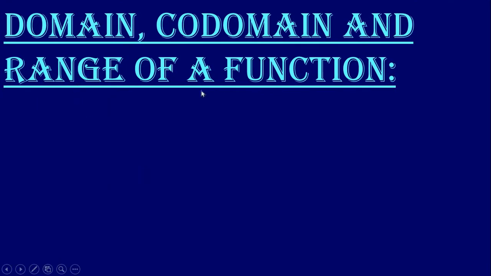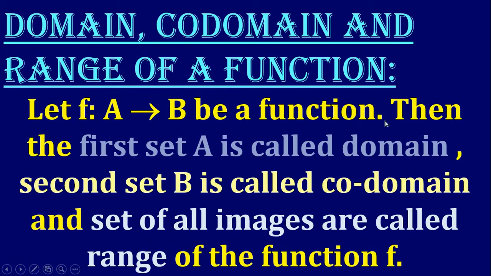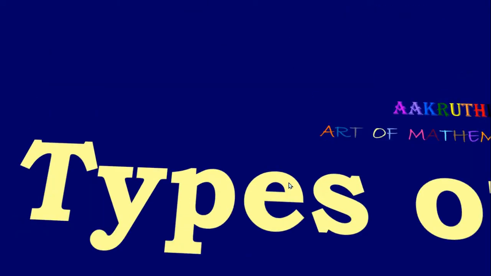Now we state the definition of domain, codomain and range of a function. Let f from A to B be a function. Then the first set A is called domain and second set B is called codomain and set of all images is called range of the function. Next we study types of function.